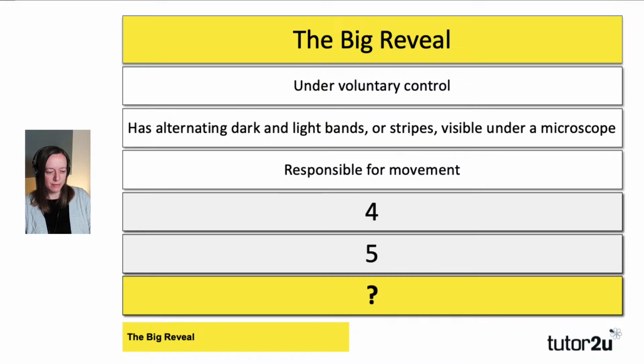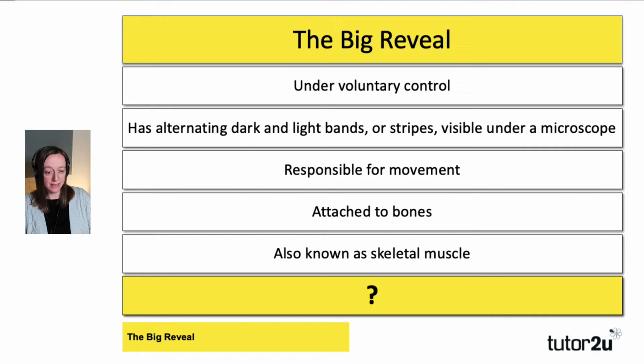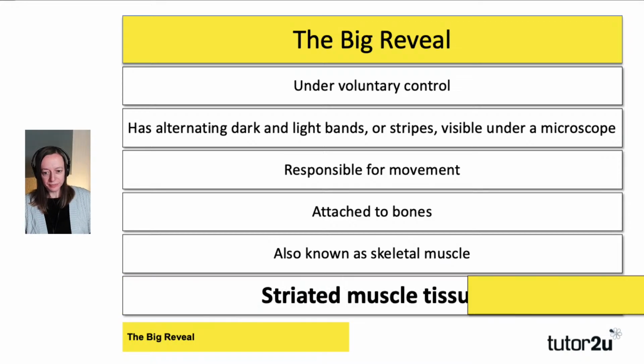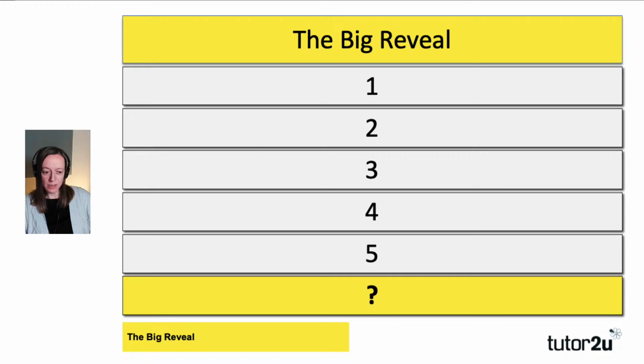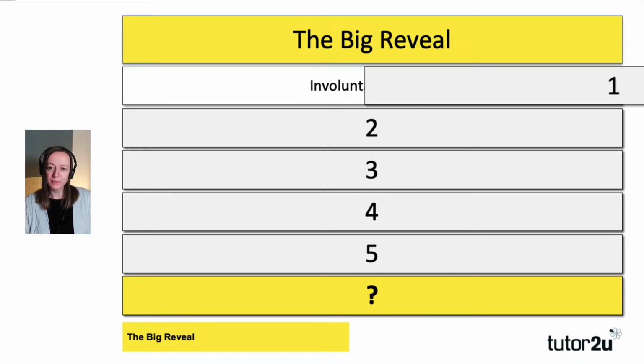Nima's saying striated muscle now as well. Attached to bones. Ikra's saying muscle. Saliha's saying muscle. And then also known as skeletal muscle. So yeah, you guys were correct. It is specifically striated muscle tissue. Let's do that again with a new tissue type now.